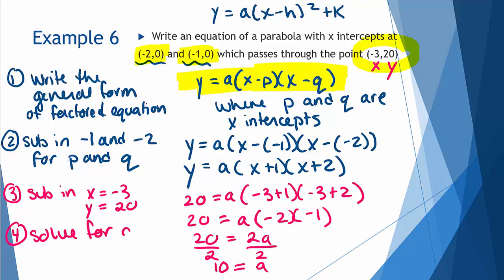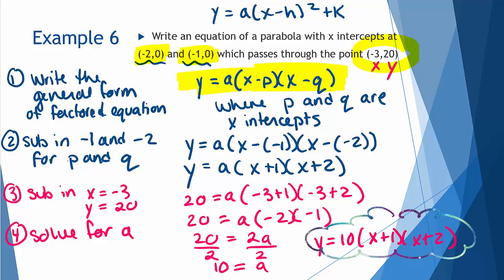Solve for a. So now that we have our a value, we're just going to finish by writing out our final equation. So y equals 10(x + 1)(x + 2). We're going to just leave it in factored form.